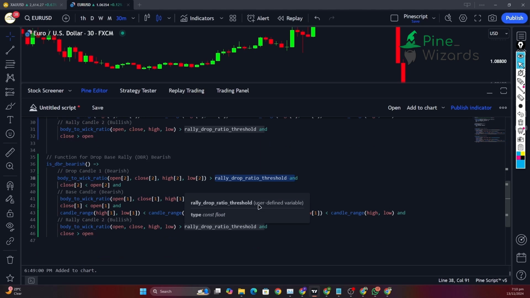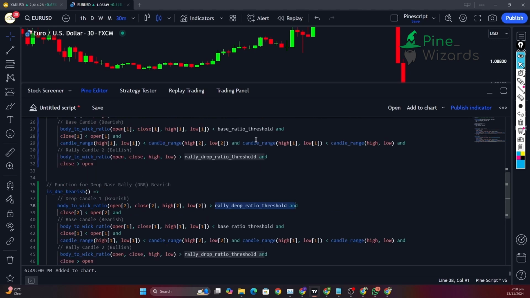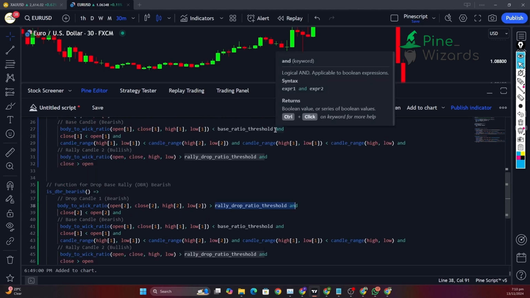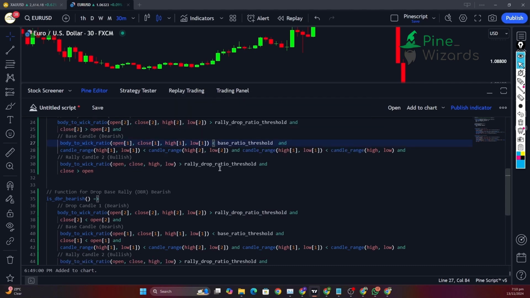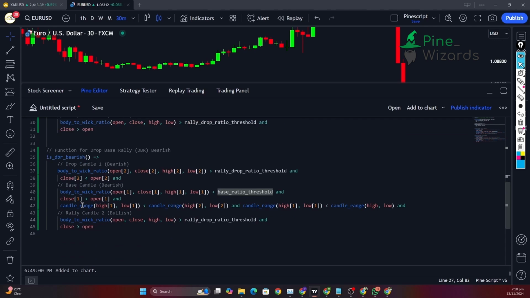And for the base region, actually you really don't need the type of the candle. So what we can do is we can skip this part here. So for the base region, we really don't need the type of candle. It can be either bearish or bullish. The only thing is its threshold should be below the base ratio threshold. So I'm just gonna go ahead and delete this part and also delete this part in this case here.